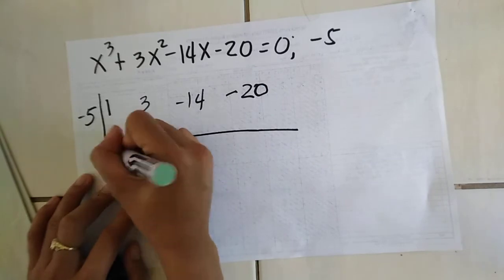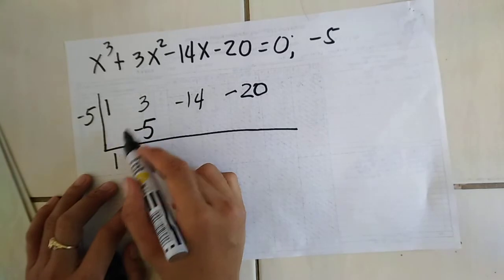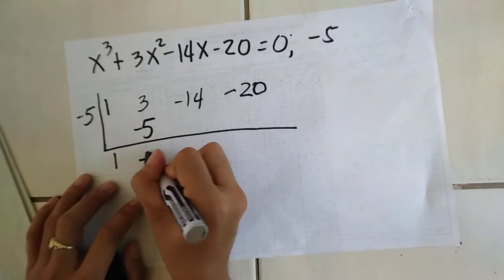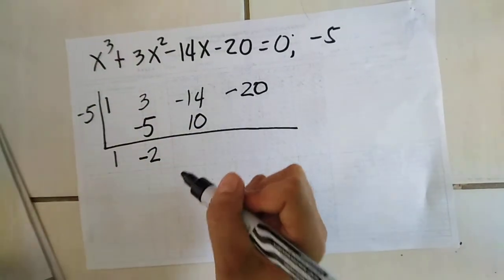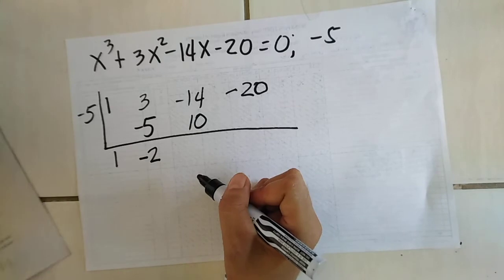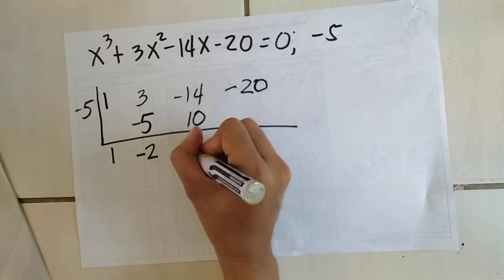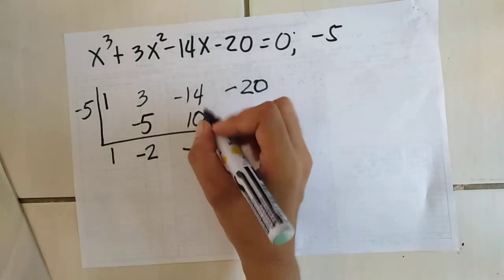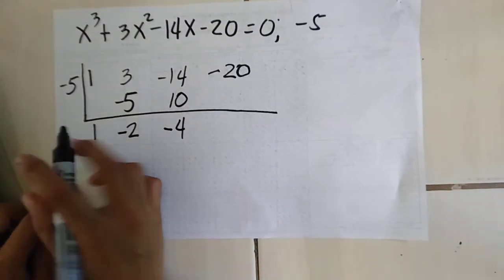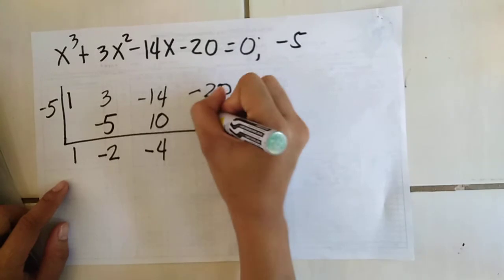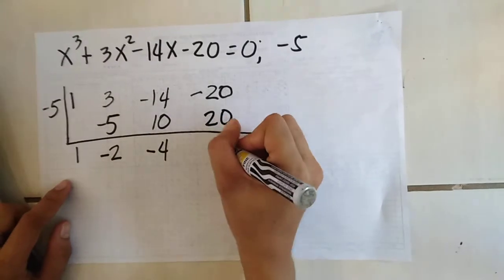Bring down 1. 1 times negative 5 is negative 5. Then 3 plus negative 5 is negative 2. Then negative 2 times negative 5 is positive 10. Then negative 14 plus 10 is negative 4. Then negative 4 times negative 5 is positive 20. Then negative 20 plus positive 20 is 0.